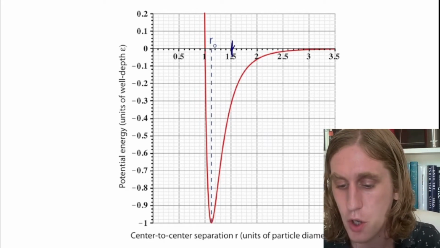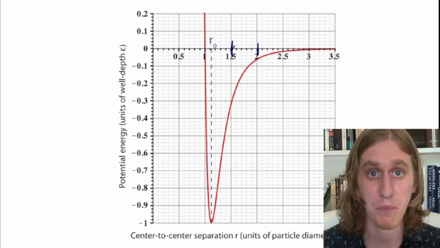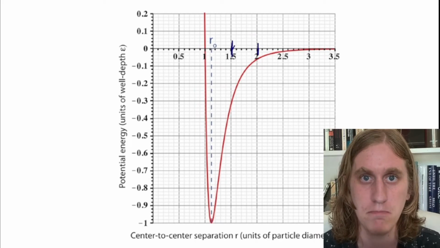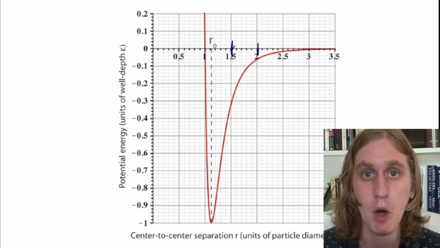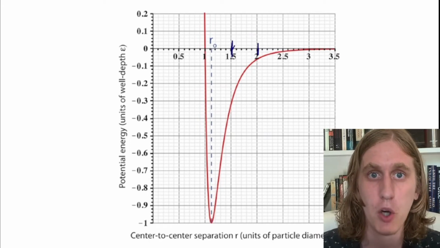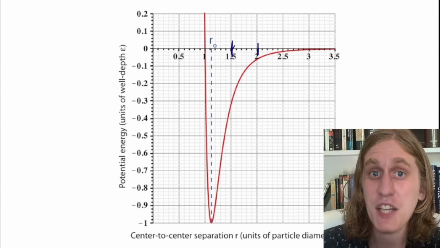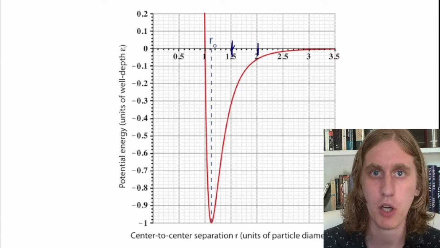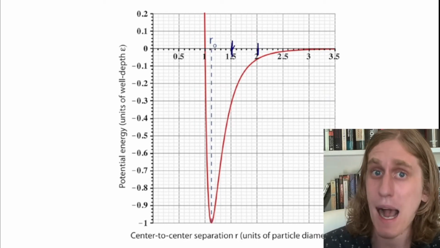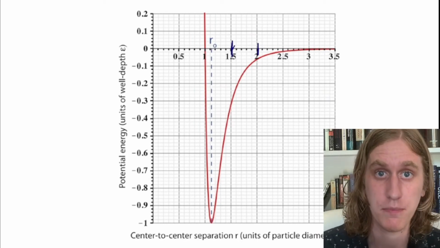If the particles were at 2 on this graph, then their real distance would be 2 times the particle diameter. 3 would be 3 times the particle diameter, and so forth. That way you can use this graph for any pair of particles no matter what their diameter. Once you want to know the actual measured distance between the particles, though, you just multiply the number on the horizontal axis by the diameter of the particles.